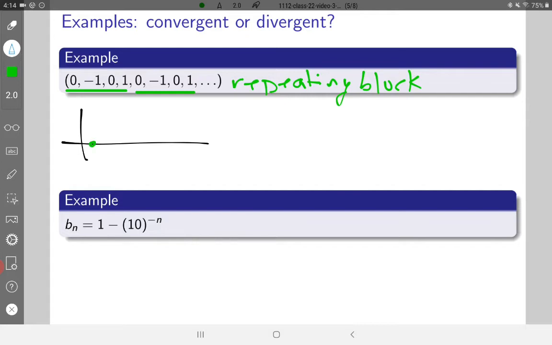At the beginning, it outputs a 0 when n is 1, the first term, and then it outputs a -1, and then it outputs a 0, and then it outputs a +1. And then it does the same thing. It's going to go 0, -1, 0, 1, and so on and so on. This is divergent. Notice that it's just going to keep going up and down like that. It's not approaching a specific value.